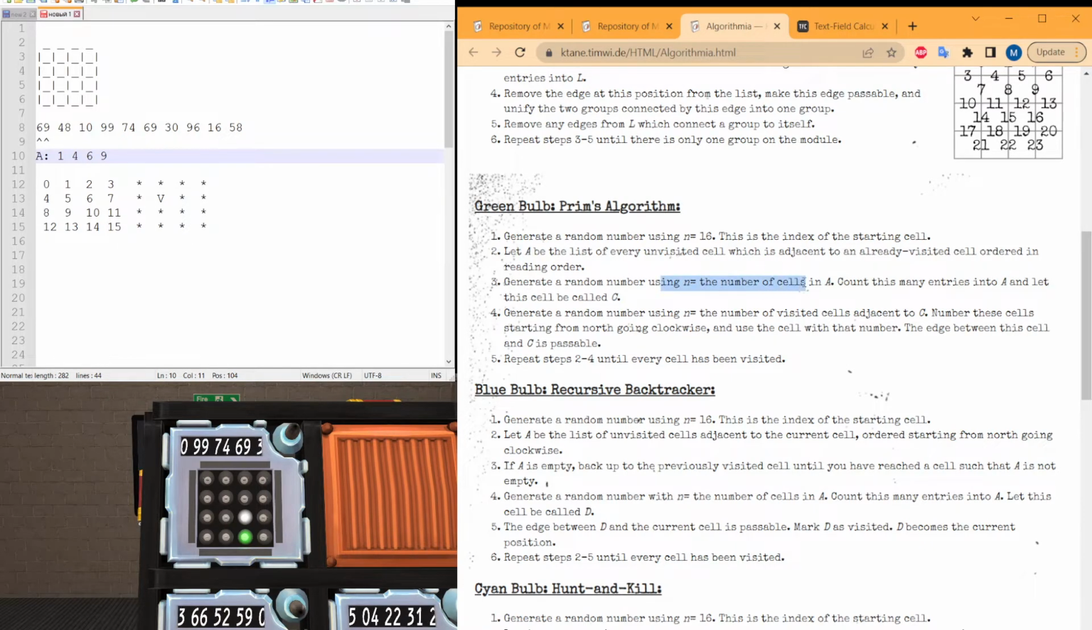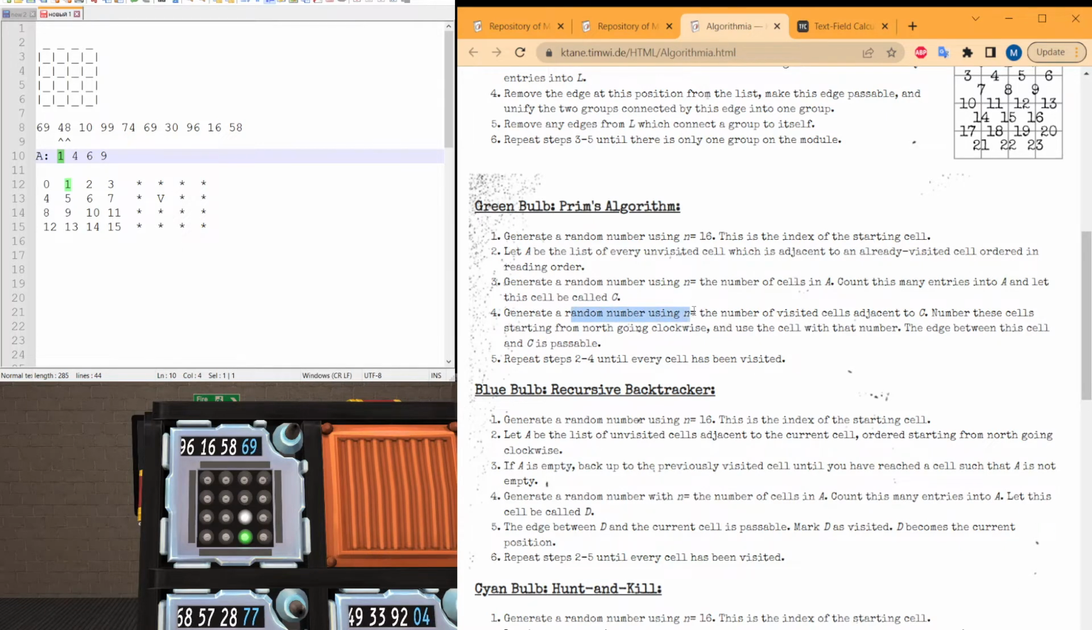Now we're going to generate a new number using the number of cells in A, which is 4. So 48 mod 4 is 0, so that means we're going to look at the first cell. I mean zeroth, but you know what I mean. So cell number 1. And let this cell be called C.